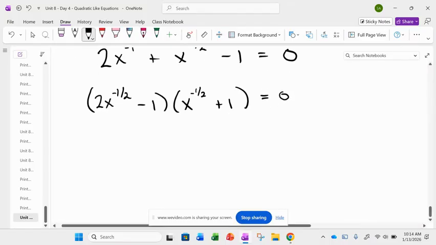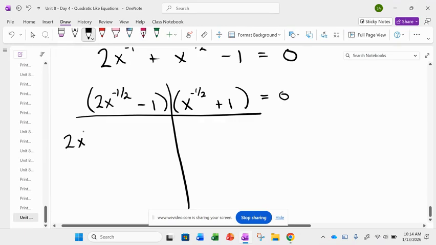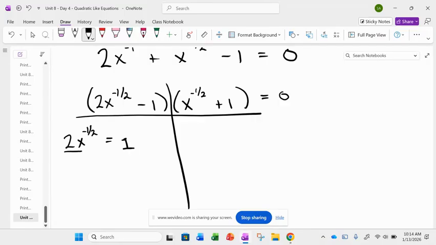And now we solve. So we have 2x to the negative half power equals positive 1. I just moved that 1 over. Divide by 2. So now we have x to the negative half power equals 1 over 2. Are we good so far?